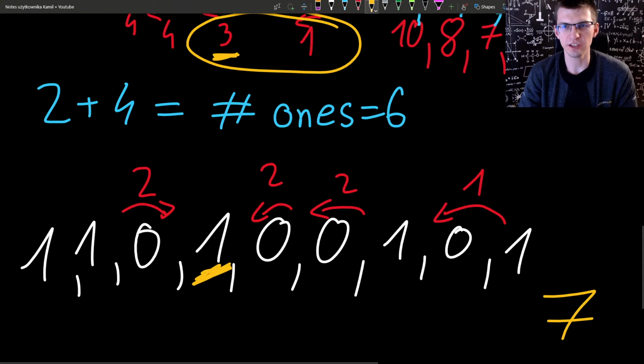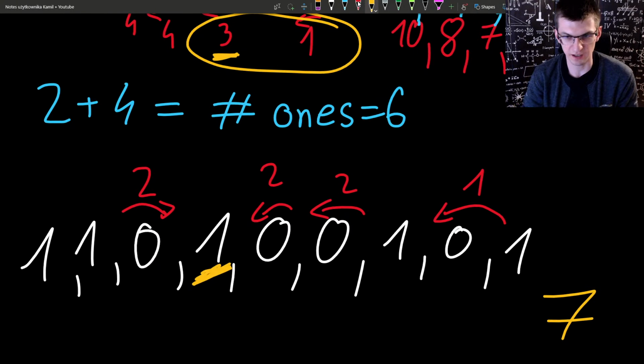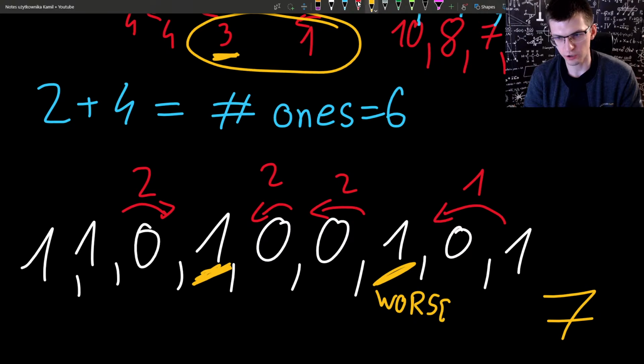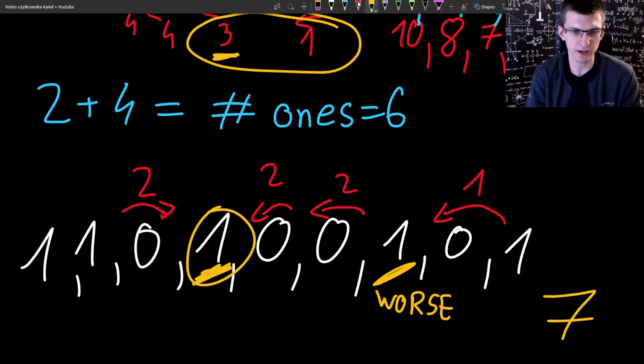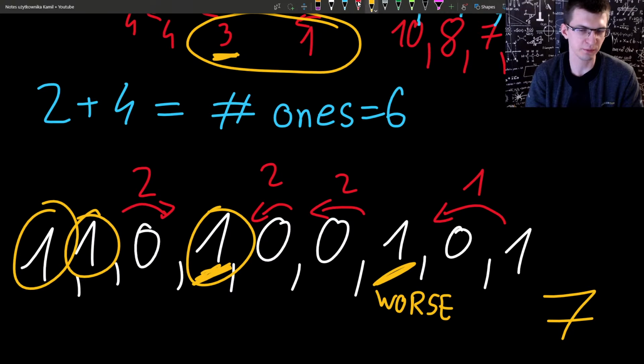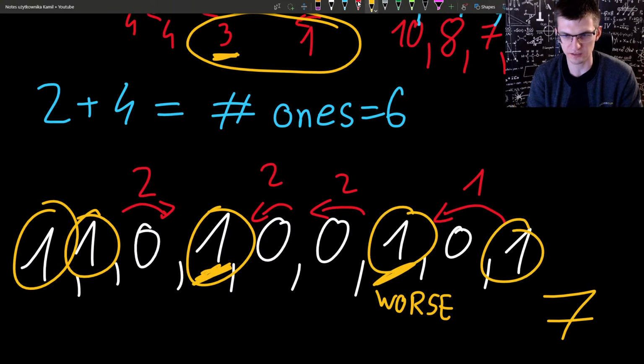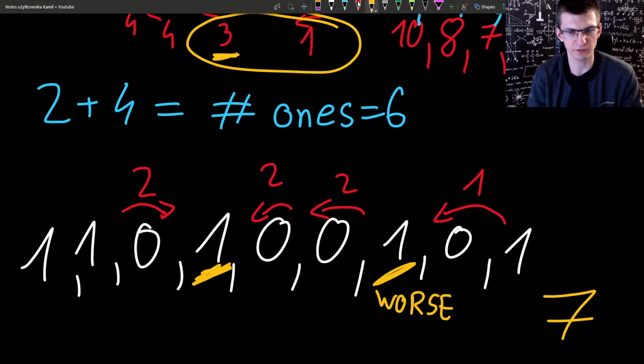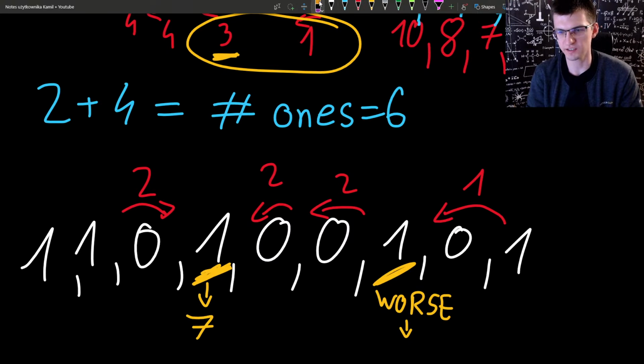If I said that meeting point for ones should be in some other place, like maybe here, that's worse, because notice that I made those 3 ones to travel more. And I made it closer for those 2 ones, but more ones need to travel more. So for this, the answer is 7. And for this worst case, the answer is what? This will be 2 plus 3 plus 3, that's 8 already, plus 1, 9, I think.